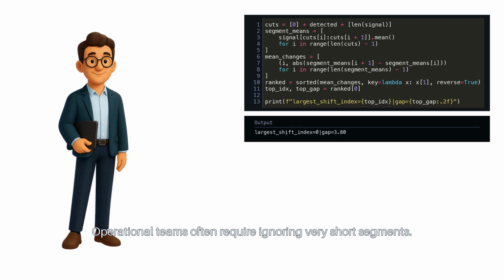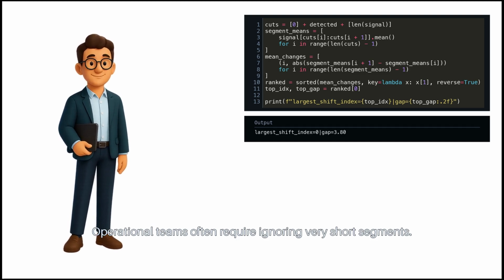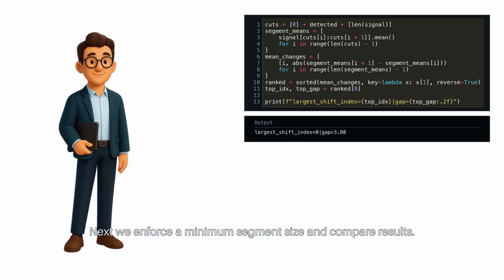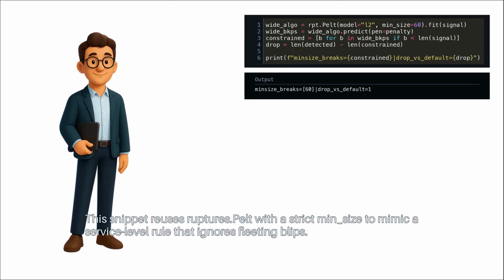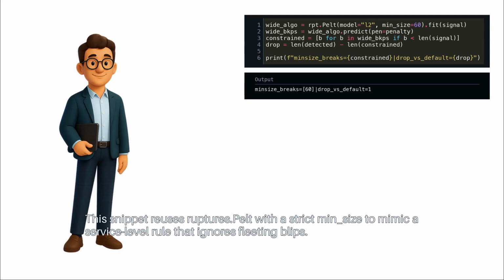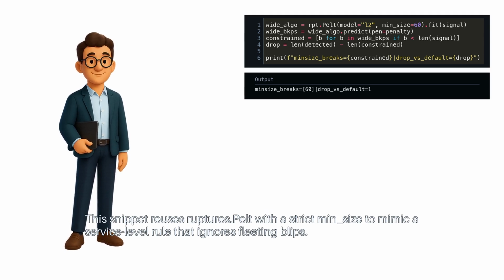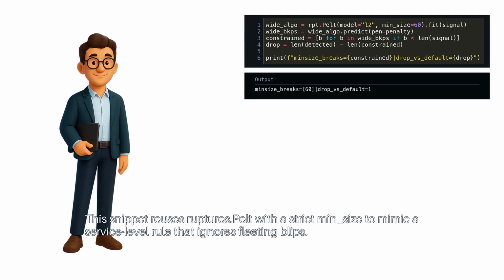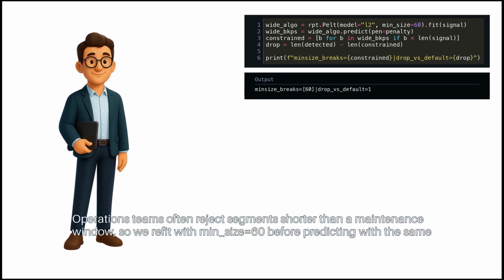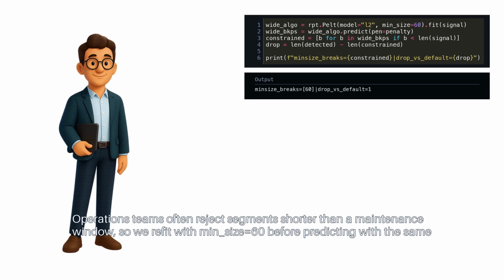Operational teams often require ignoring very short segments. Next, we enforce a minimum segment size and compare results. This snippet reuses ruptures.Pelt with a strict min size to mimic a service level rule that ignores fleeting blips. Operations teams often reject segments shorter than a maintenance window.